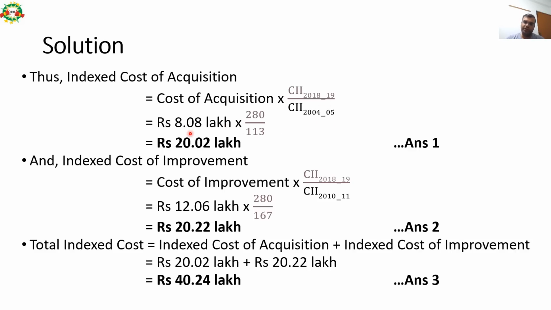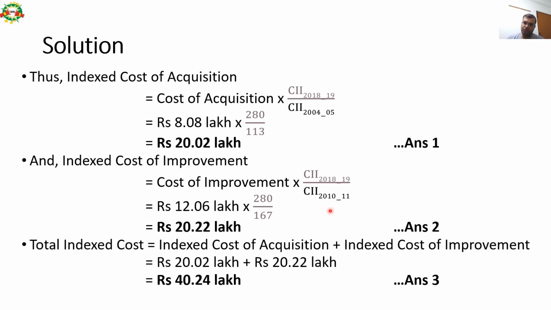So 8.08 lakh multiplied by 280 divided by 113 is equal to 20.02 lakh, which is the answer to part 1 of the question. Index cost of acquisition is 20.02 lakhs. Likewise, index cost of improvement is equal to cost of improvement multiplied by cost index for sale year divided by cost index for improvement year.